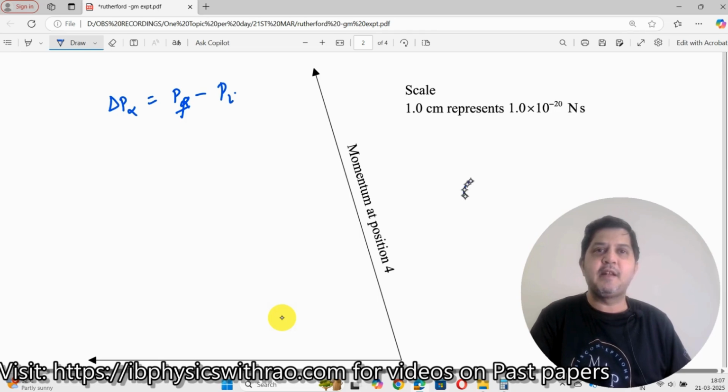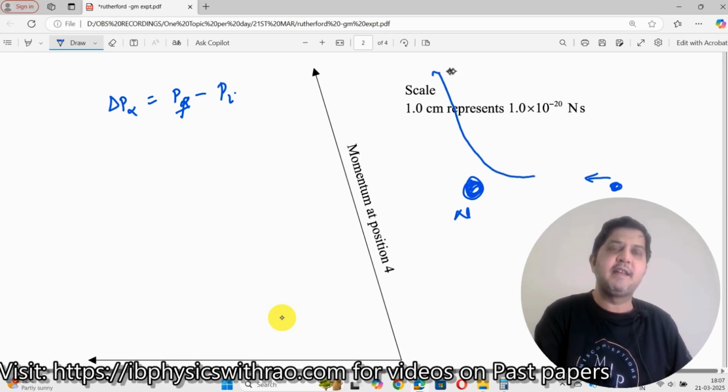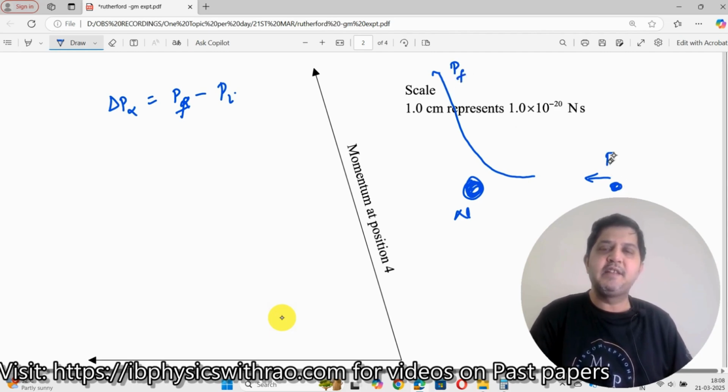For example, I'll write down this diagram once again over here. This is my nucleus. This was my first position. It was coming like this, then it came here, took a turn like this and went away like this over here. So this was your final momentum, and this was your initial momentum like this over here. So final momentum minus initial momentum.